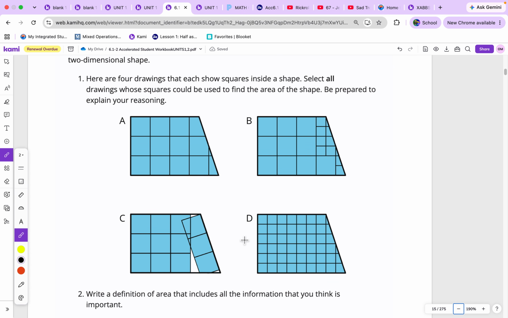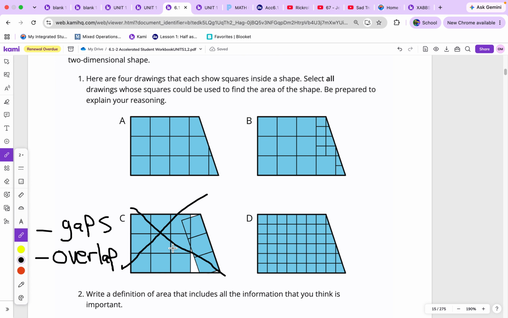So I'm looking at this and I notice something that pops up right here. I wouldn't pick C because you see how the square is on top of the other square and there's gaps here. So this is no good. I can't use these squares to figure out the area. So this one has gaps and it also has the squares overlapping. So there's overlap. So I can't use these squares to figure out the area.